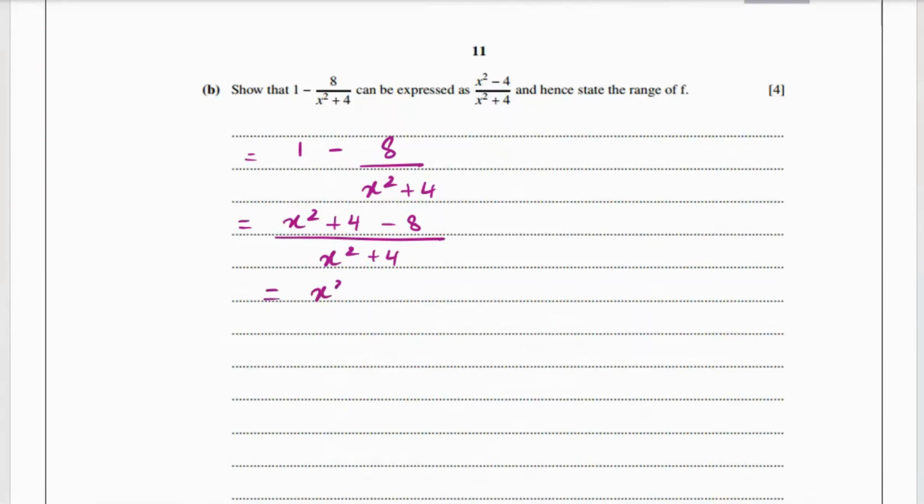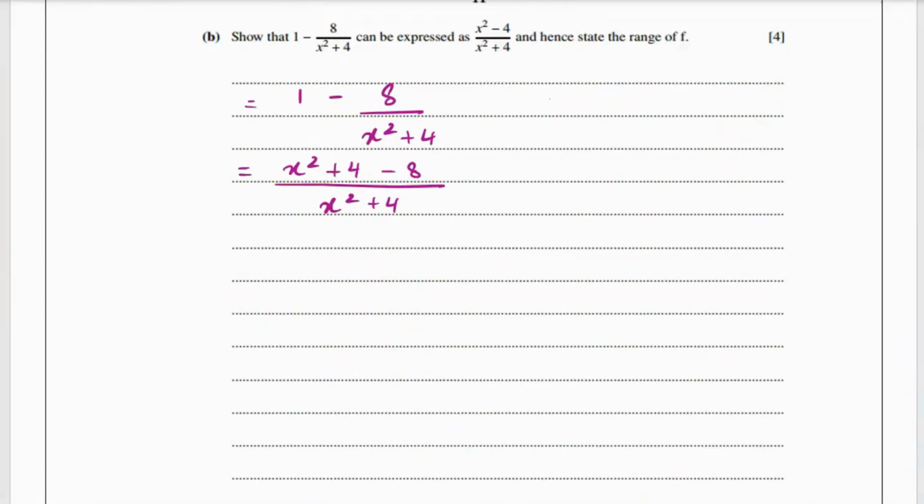So that's going to be x squared minus 4 over x squared plus 4. So we just proved that it's the same. Now for the range of f of x, which is x squared minus 4 over x squared plus 4, and for this, x is greater than 2. So we find the value of f of 2.